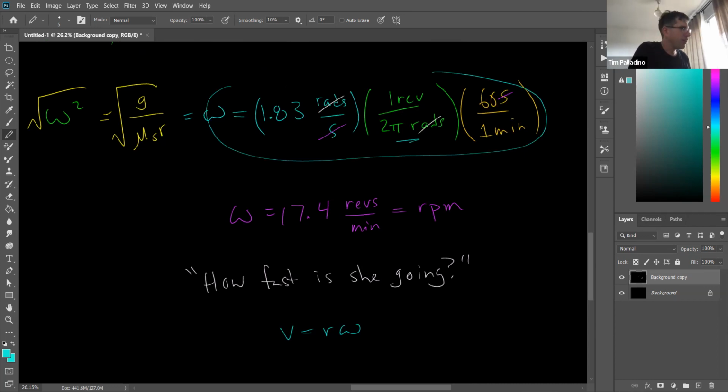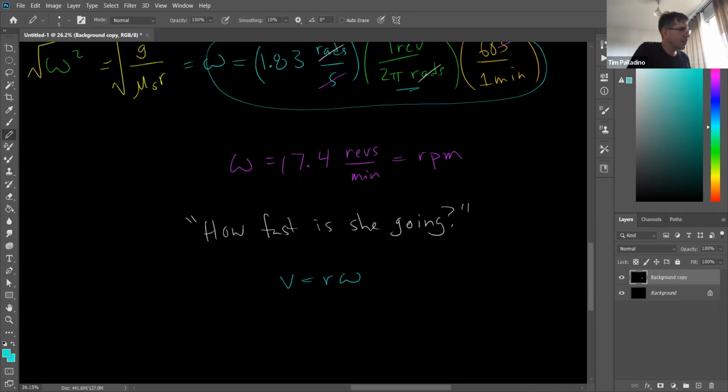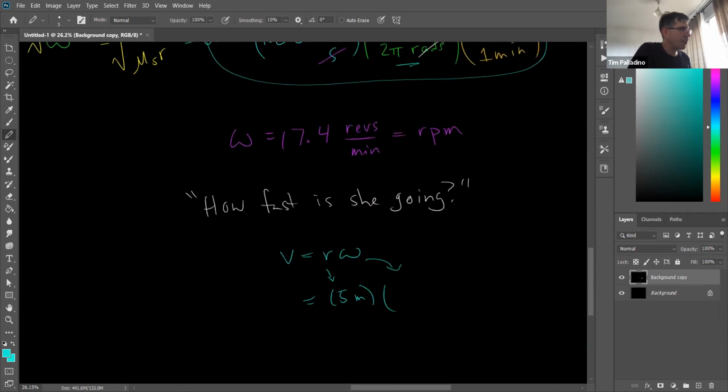So like for this value, if I asked how fast, in this case, the R is 5 meters, and this omega is this 1.83. So just be able to distinguish those subtle differences in the way the question could be worded. Okay, because that'd be like a common mistake.